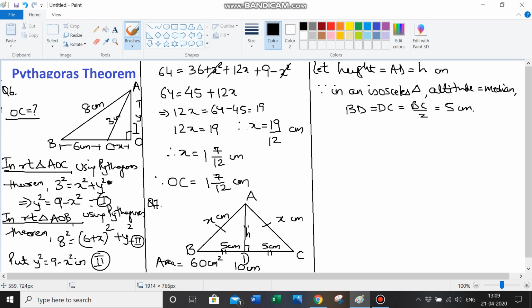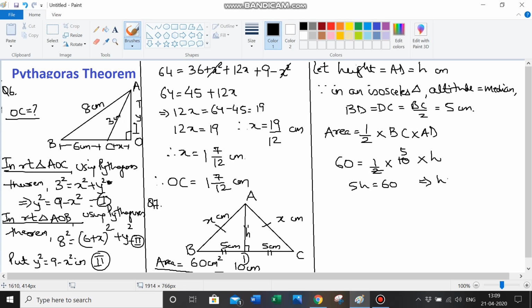Now, let's see if we can solve something. The other relationship which is given is area is equal to 60 centimeters square. We know that area is equal to half into base, which is BC, into height, which is AD. Let's substitute values. Area is equal to 60 is equal to half into BC. BC is 10 into AD, which is H, which means this is 2, 5. 5H is equal to 60, which means H is equal to 12 centimeter. So H is 12 centimeter.